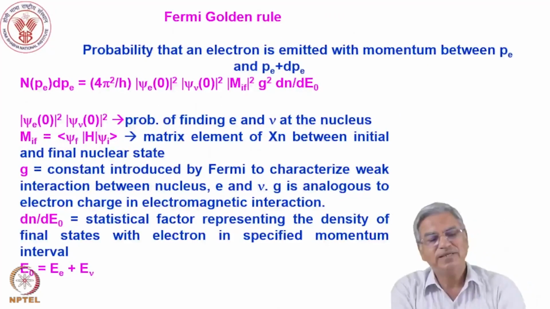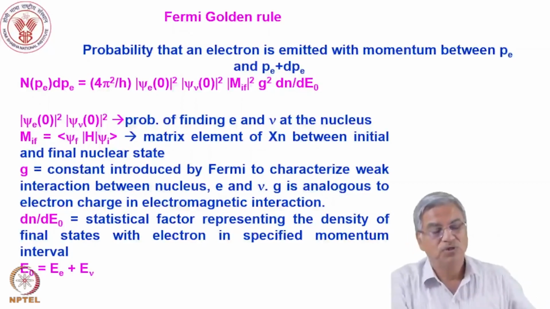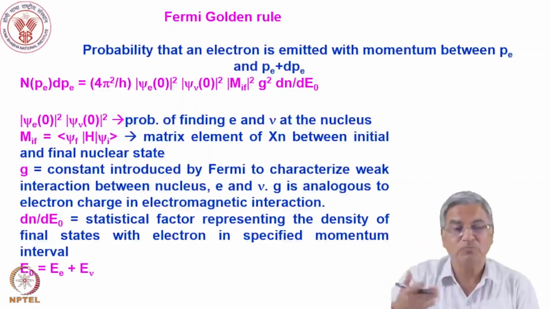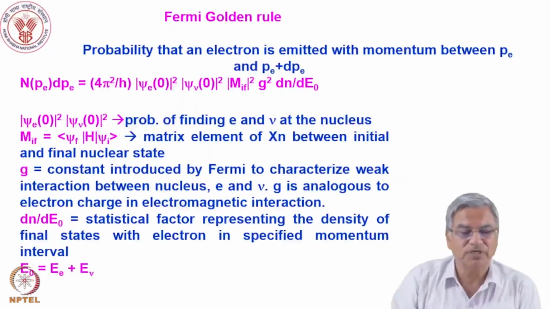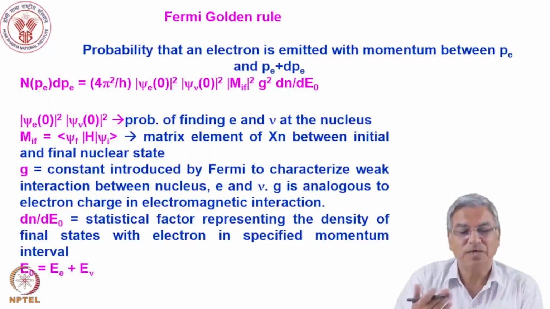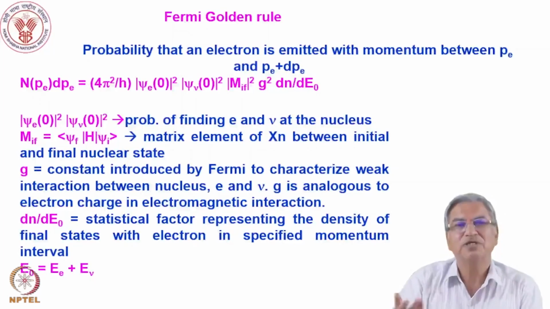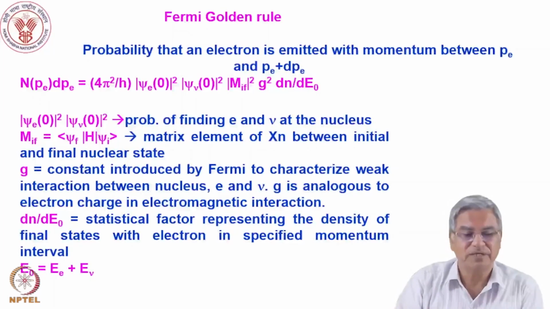Now to calculate the decay constant, we will go a little bit into more detail, though I will not be able to go through the complete theory, the complete derivation of the expression for the decay constant. But I'll give you a flavor by considering the major factors that Fermi took in determining the lambda for the beta decay.